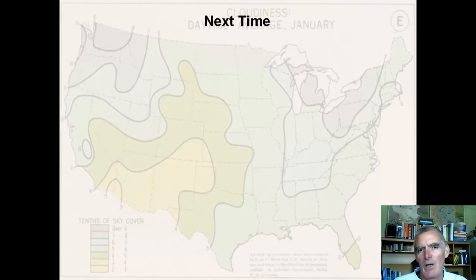Next time I'm going to talk about a couple more. I'm going to talk about spline, which basically fits a curve to the data, kind of like a trend, but it's not a trend that's global, it's a local trend. And the other one I'm going to talk about is natural neighbors. So that'll be next time.